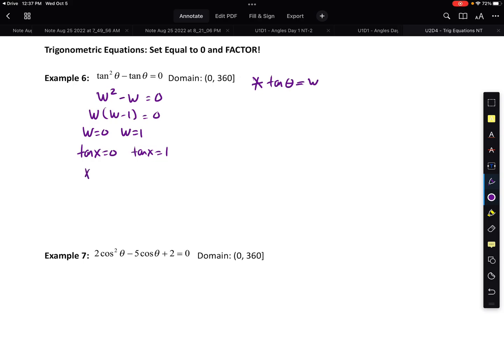So where does tan equal 0? At 180 degrees and at 360 degrees. Remember, y over x. Where does tan x equal 1? At 45 degrees and 225 degrees. So 4 answers in that scenario.